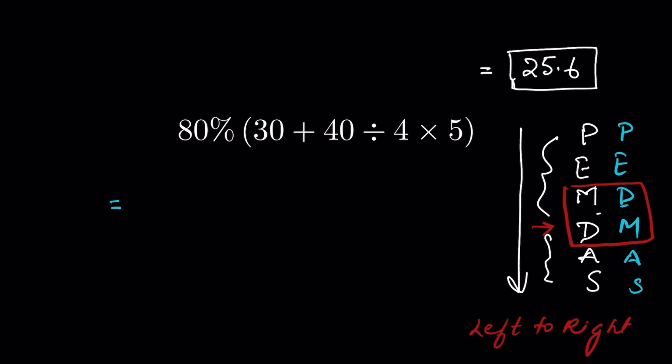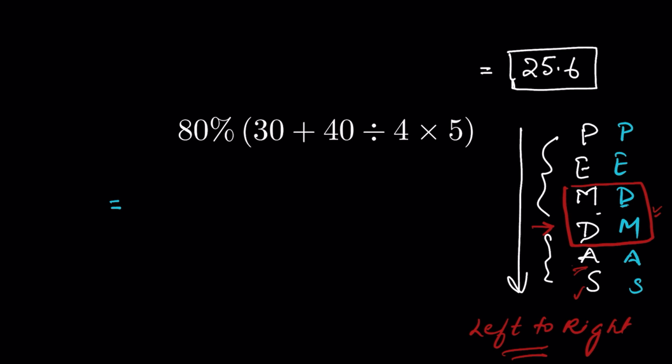Now remember that this left to right rule just applies for division and multiplication and not for addition. Addition will always come after division and multiplication. Addition or subtraction will always come after multiplication and division. So this left to right rule does not start from here. This will be done later on when we complete the operation of division and multiplication.